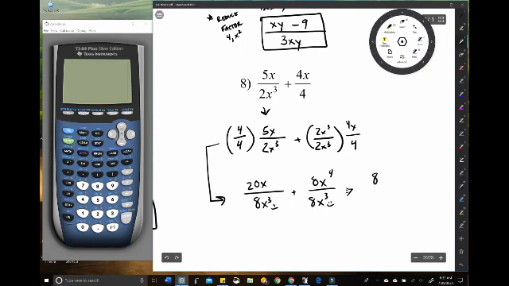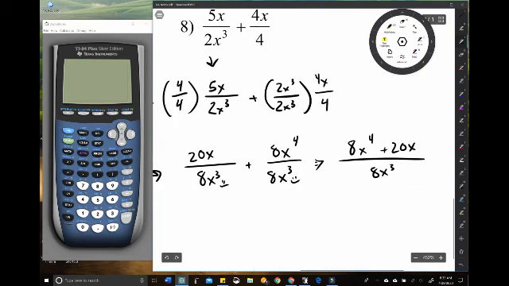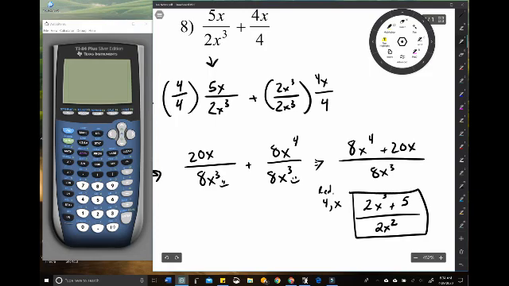20, so I'll write it in proper form, x to the fourth plus 20x all over 8x to the third. And what does everything share that we can reduce by? They all share a 4, and they all share an x. So I'll reduce 8 by 4, which is 2, and an x, x to the third, plus 5, all over 2x squared. That is reduced. So finally started to get a little more challenging.